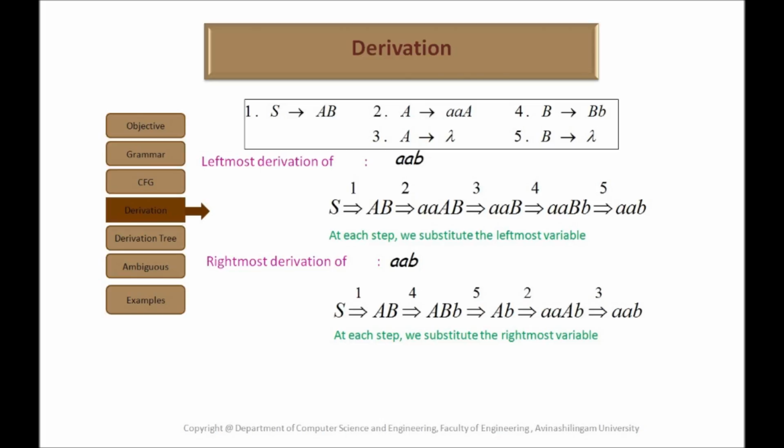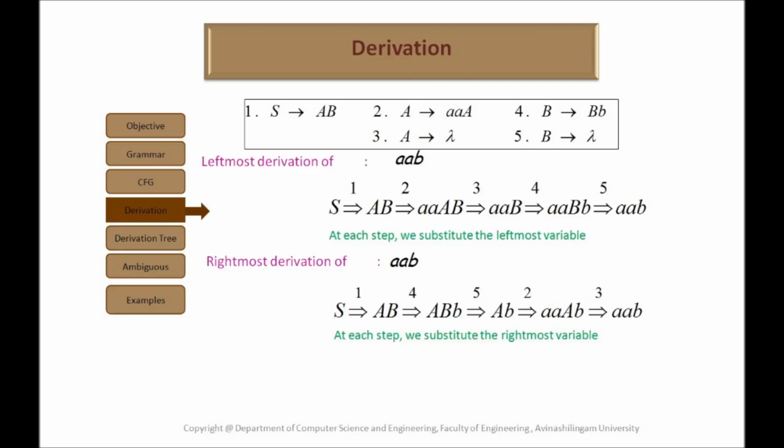Next we will see the derivations. Here we have considered 5 productions. Production 1, S tends to AB. Production 2, A tends to AAA. Production 3, A tends to lambda. Production 4, B tends to BB. Production 5, B tends to lambda. First we will derive the string AAB using leftmost derivation.